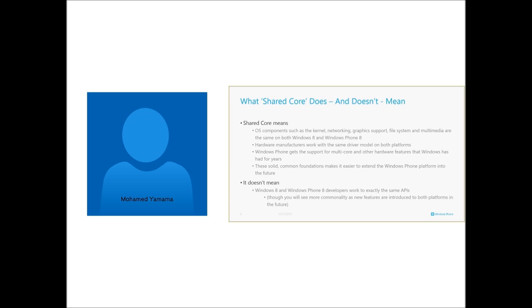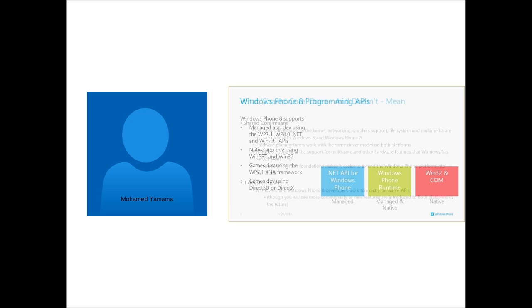So moving forward to the Windows Phone 8 programming APIs. We've got three types. We've got managed, which is the .NET API for Windows Phone. It's exactly the same one that was for Windows Phone 7.1. We've got some more for Windows Phone 8, which is the .NET and Windows Phone runtime APIs. We've also got another way, which is a mix between managed and native, which is the Windows Phone runtime. And we've also got Win32 and COM, which is the totally native one.